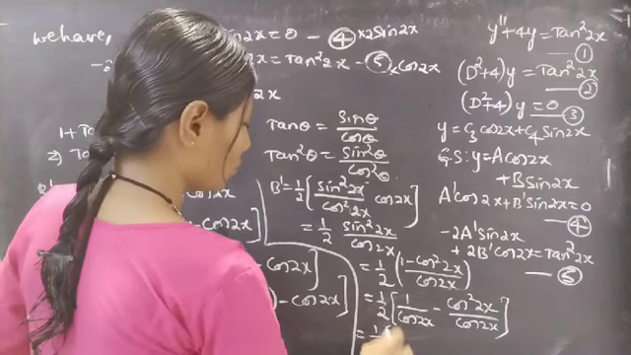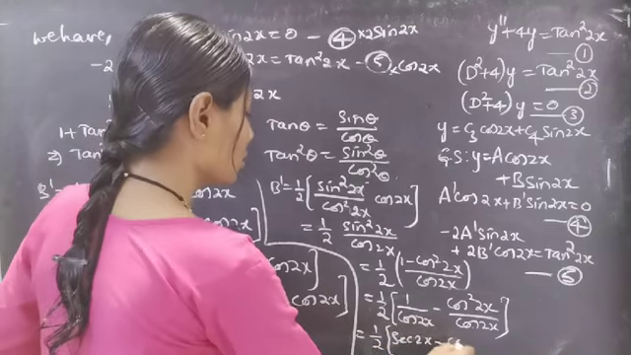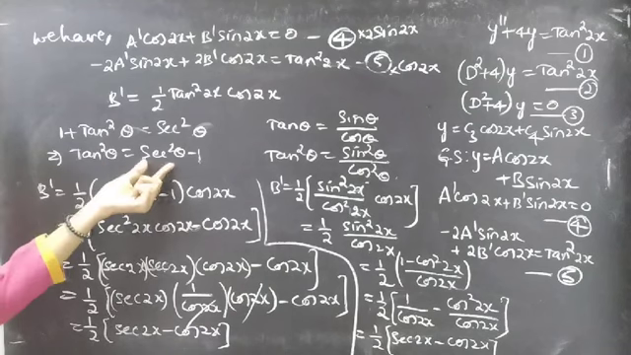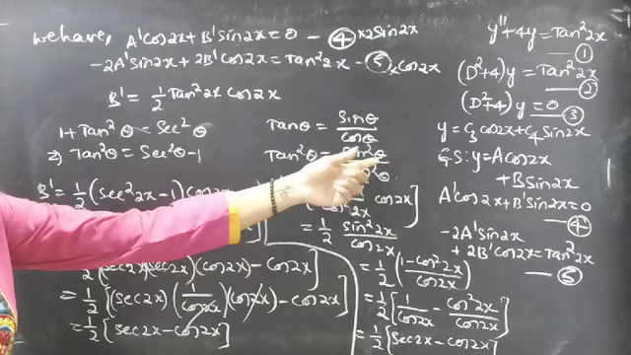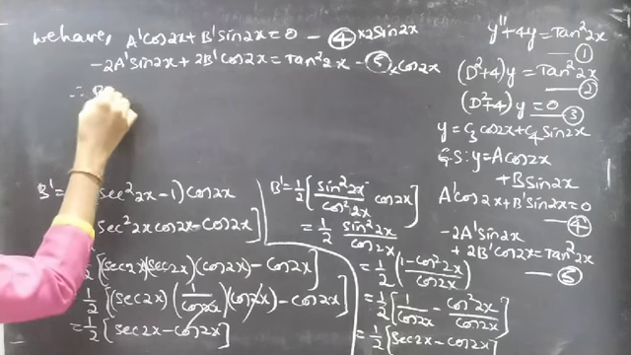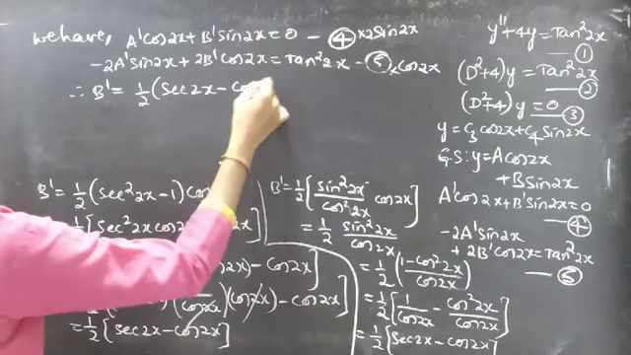This is equal to 1 by 2 into the reciprocal of cos 2x, which is secant 2x, minus, if one cos 2x gets cancelled, you'll get cos 2x. We'll get the same thing. Either you can replace tan square theta with secant square theta minus 1, or tan square theta with sin square theta by cos square theta. So finally we got b dash. Therefore b dash equals 1 by 2 into secant 2x minus cos 2x.